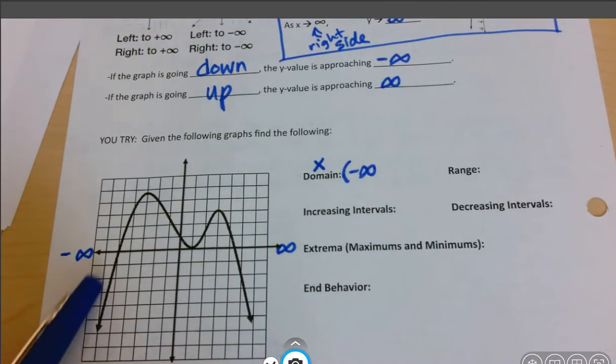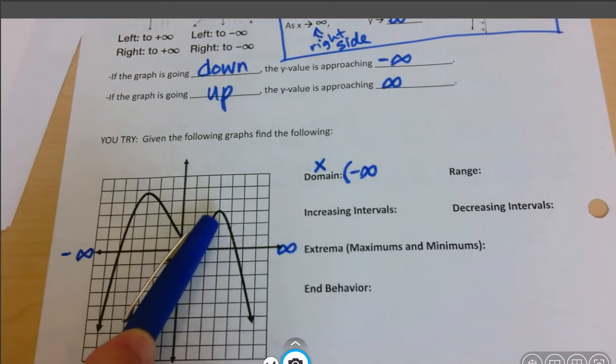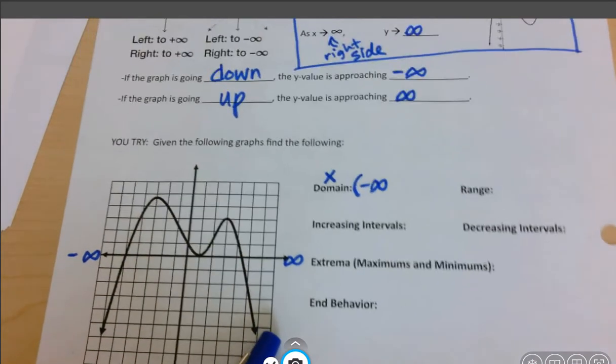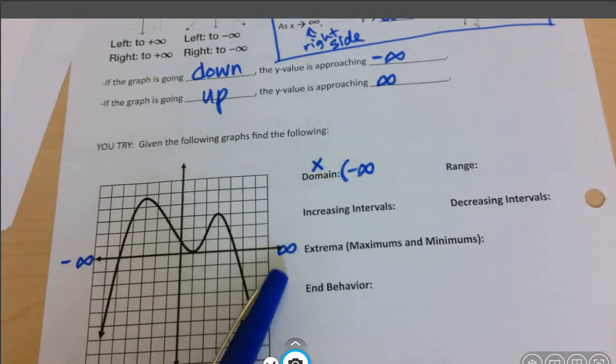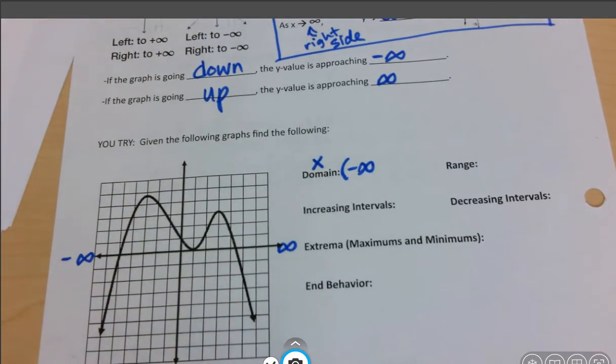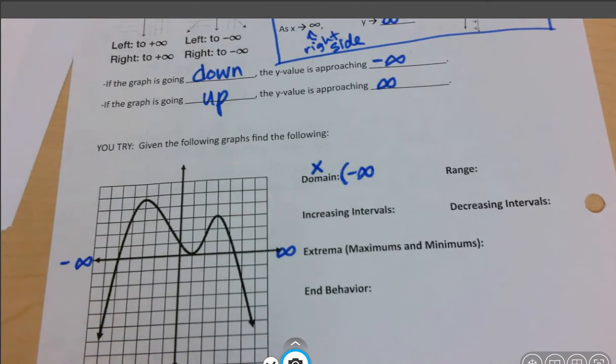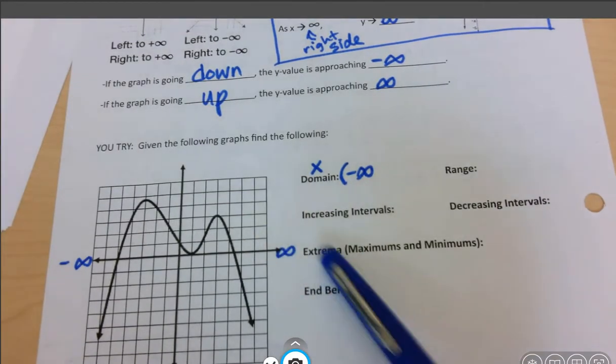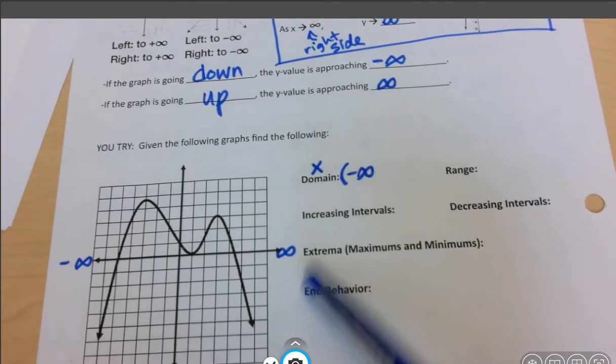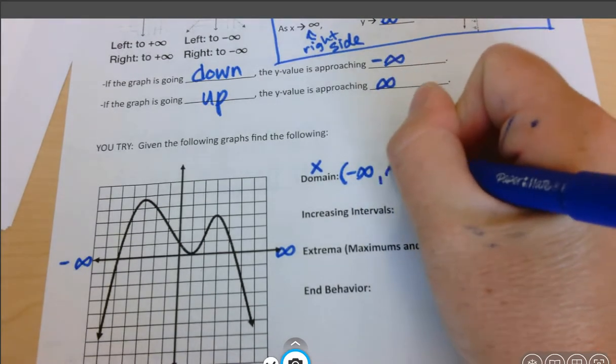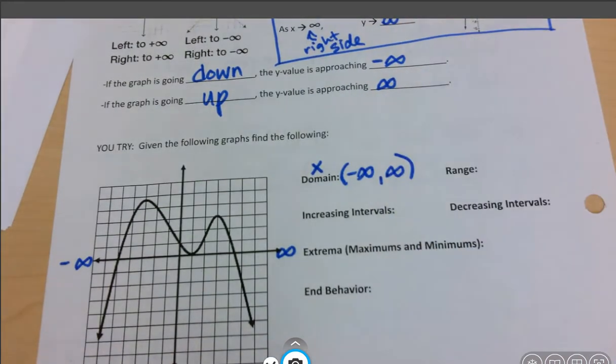It covers all my x's all the way through until the right side, and this arrow is going where on the right side? It's going to infinity. A lot of people want to say negative infinity because it's going down, but remember we're focusing on the x's, and the x's are going to positive infinity. So anytime your arrows are going left and right, you've got negative infinity to infinity for your domain. A lot of functions have negative infinity to infinity for their domain.